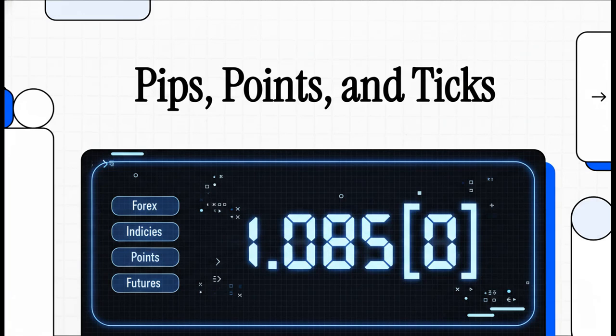All right, welcome back to the Explainer. Today, we're going to break down the language of price movement. We're talking pips, points, and ticks. Ever wondered how traders track those tiny little shifts on a chart? Well, stick around because that's exactly what we're digging into.